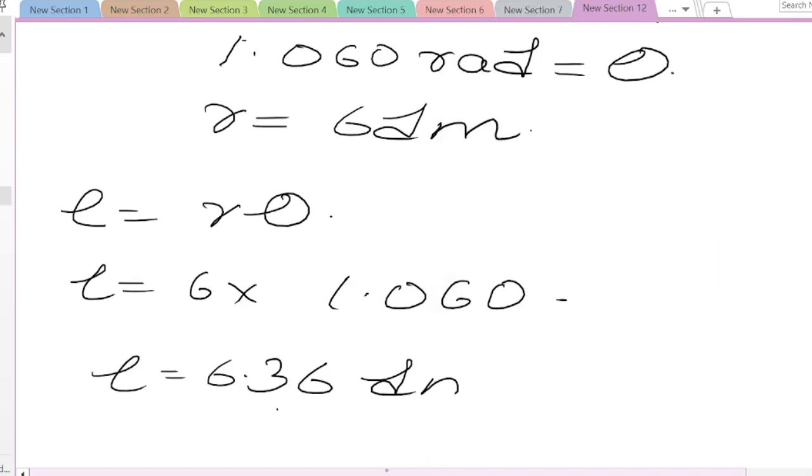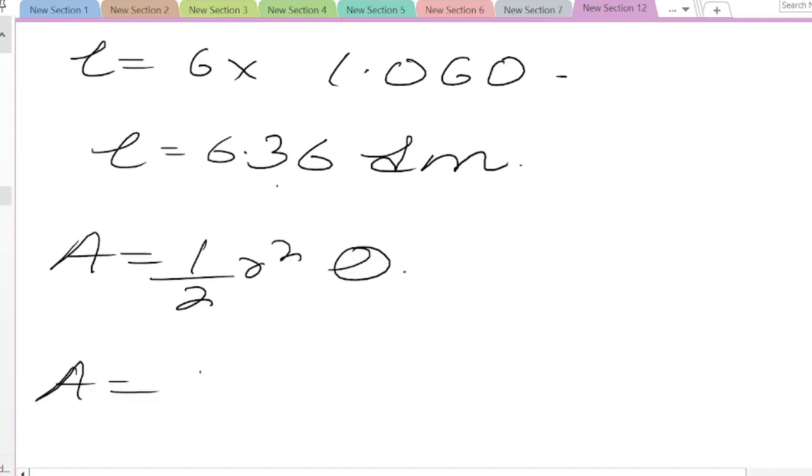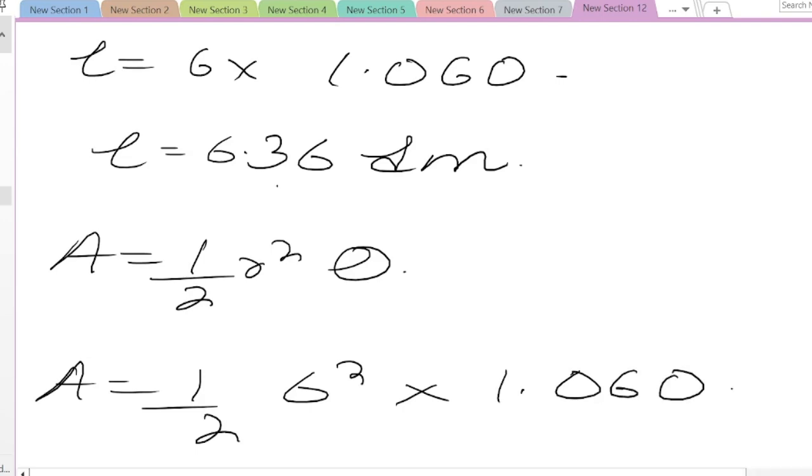6.36 dm. Okay, after that now we're gonna find the area of sector, which is 1 by 2 r square theta. So area will be equal to 1 by 2 r, we have 6, so 6 square multiplied by what? That will be our theta. So our theta is 1.060.